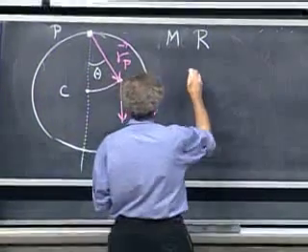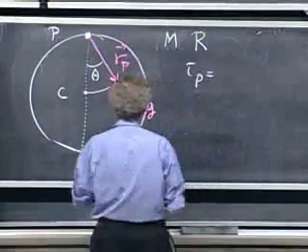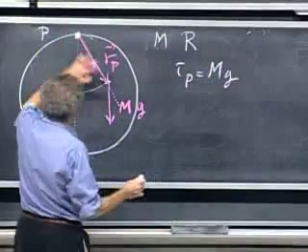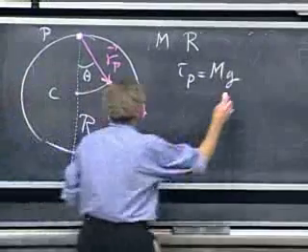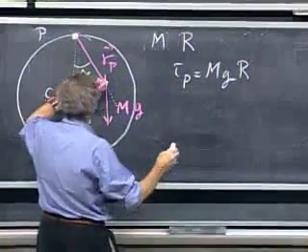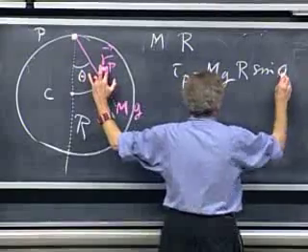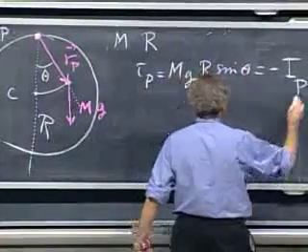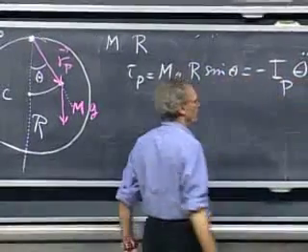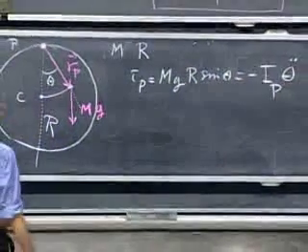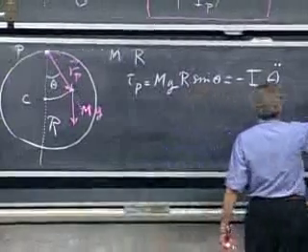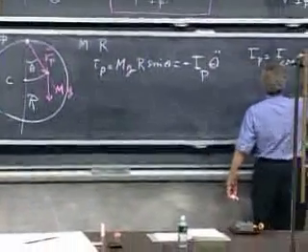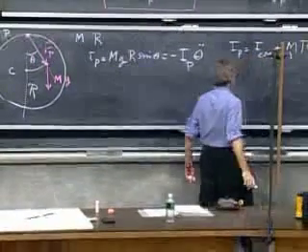I'm going to get that the torque about that point P equals mg, and I'll fill in for this immediately the radius r times the sine of theta. And that must be equal minus the moment of inertia about point P times theta double dot. What is the moment of inertia about point P? Well, that is the moment of inertia of rotation about the center of mass plus mr squared. That's the parallel axis theorem.